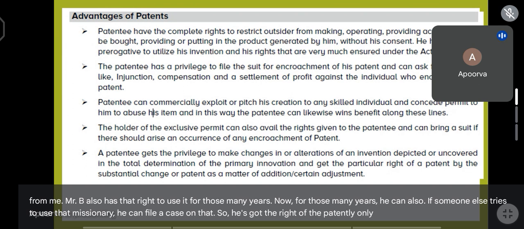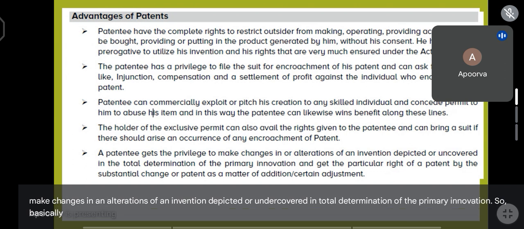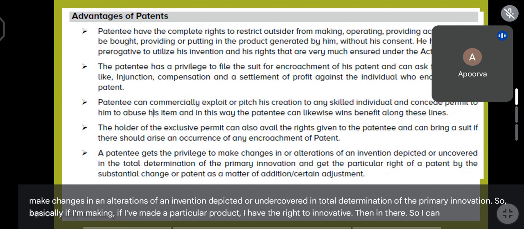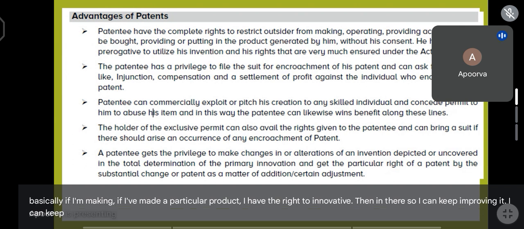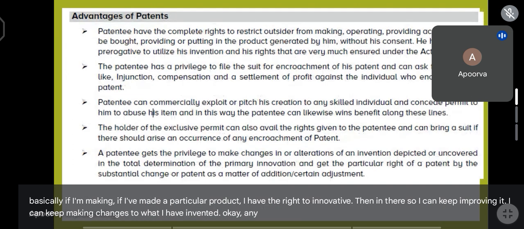A patentee gets the privilege to make changes in and alterations of an invention described or covered in the total determination of the primary innovation. So basically, if I have made a particular product, I have the right to innovate it then and there. So I can keep improving it. I can keep making changes to what I have invented. Okay, anyone's got any doubt?